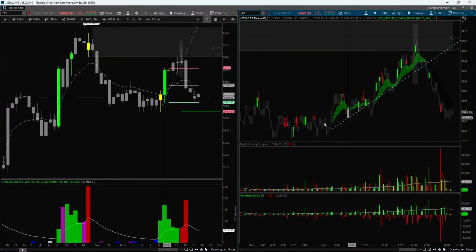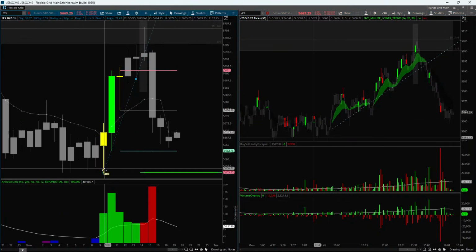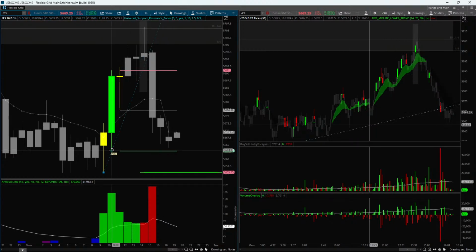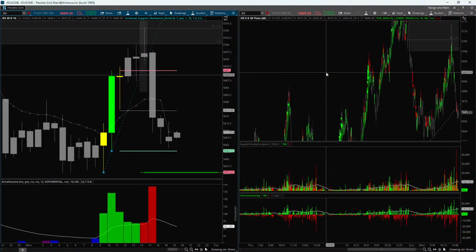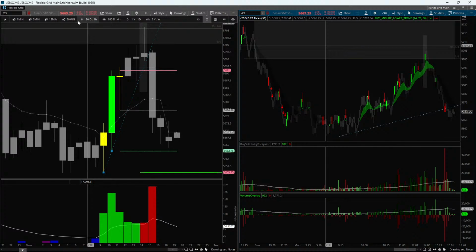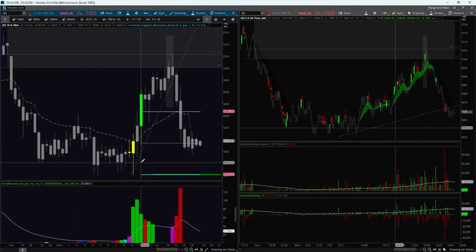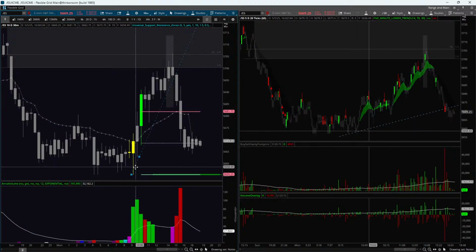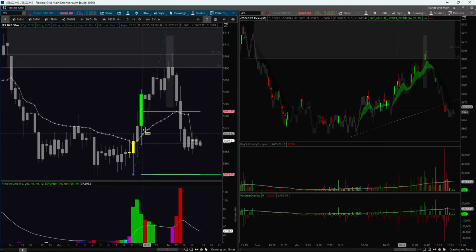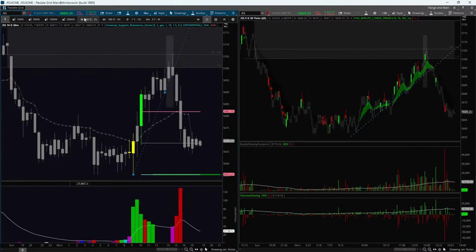Alright, we're gonna go back and readjust this. So let's go back to this here. Too damn wide. Kind of like that. Too damn narrow.